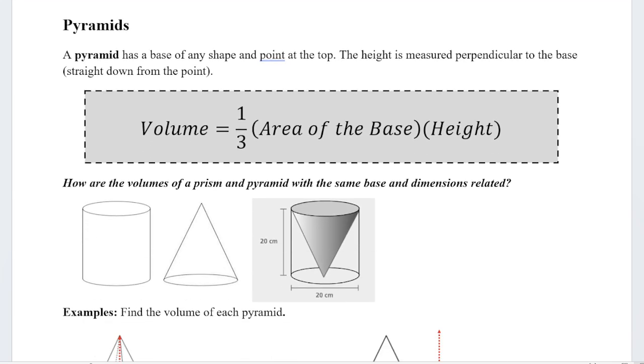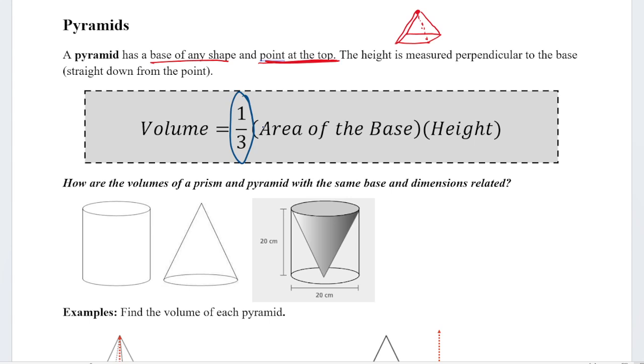So pyramids have a base that can be any shape, but they don't go straight back forever. They go back until they meet at a point at the other end. So we'll have a base, square, rectangle, whatever, and then the other end is a point, and then all of these kind of go back to that one point, and that's called a pyramid. And it's been mathematically proven that the volume of a pyramid is just exactly 1/3 the volume of the prism that would be the same height.